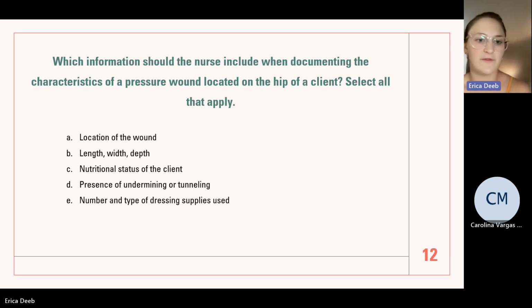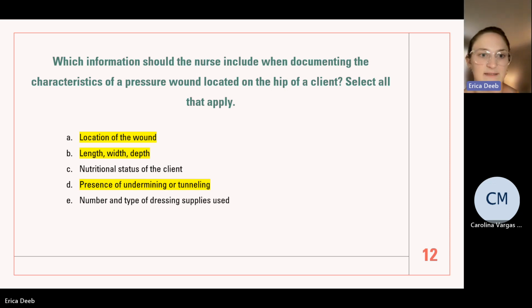All right, so for this one, when we're documenting, we want to always be factual and as specific as we can. So we would want to document the location of the wound, very important. You want to note the length, width, and depth. You probably did this in lab where you had to measure it, and you'll use that little stick thing that goes down to measure how deep it is. The nutritional status of the client, that's not going to be a characteristic of the wound.